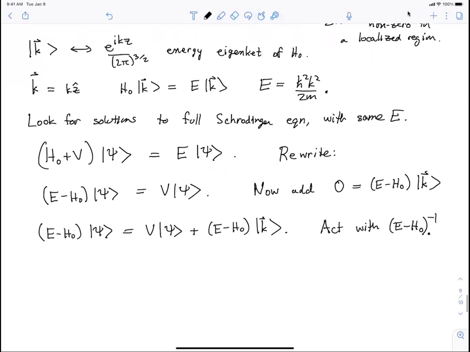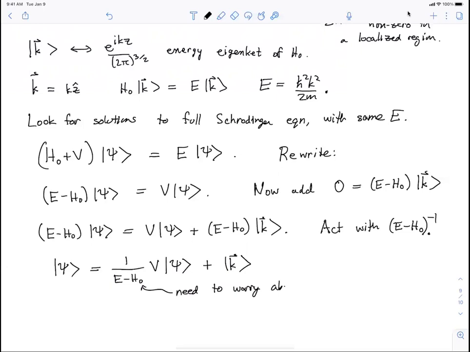But let's say I do that, then on the left-hand side, I get the scattering wave function that we want. Then I have one over E minus H zero acting on V, acting on psi. Notice I have to be careful because these are all operators. So I have to make sure that one over E minus H zero is on the outside. And then on the right-hand side, I have K. Okay, so we need to worry about this inverse operator blowing up, or being undefined is a more precise way of saying blowing up.